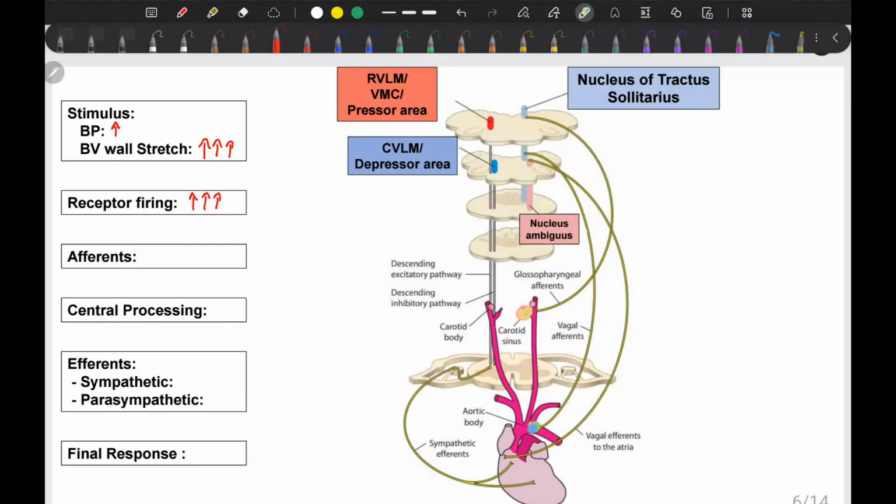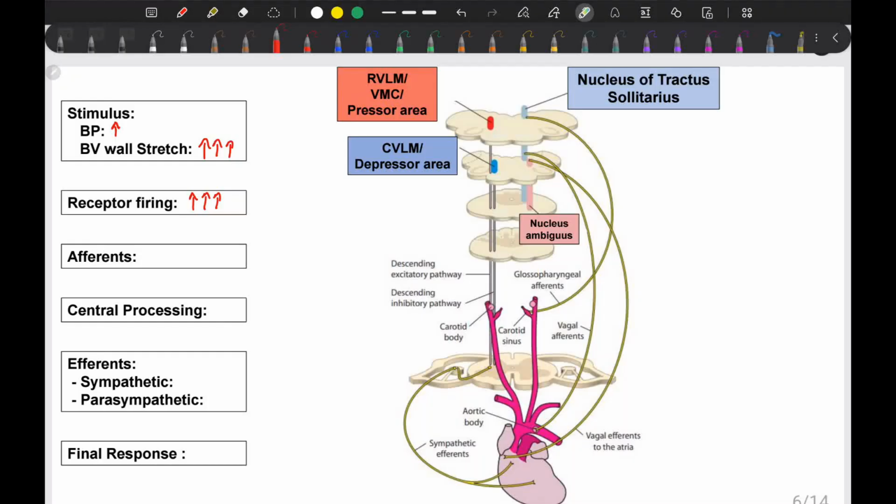Now when this baroreceptor fires more, the sensation will be carried by, as we now know, cranial nerve 10 from the aortic baroreceptor and cranial nerve 9 from the carotid baroreceptor. Both these nerves carry the sensation to the CNS. If I want to be more specific, the region is the nucleus of tractus solitarius. This nucleus is very important because it is the main relay center. But before going to that, let's complete the table.